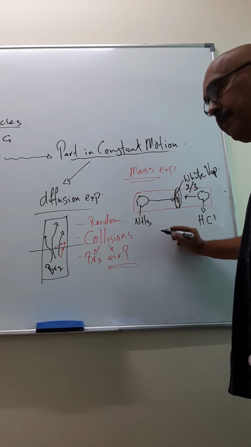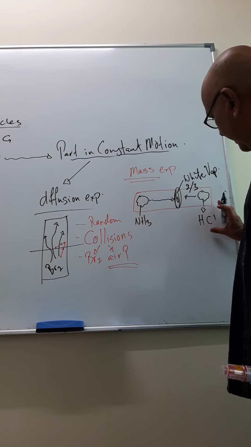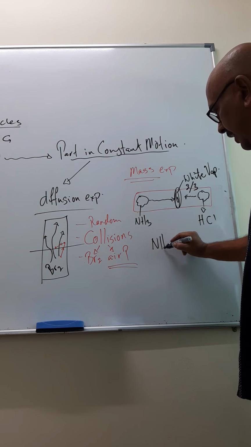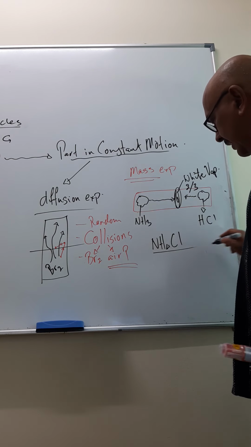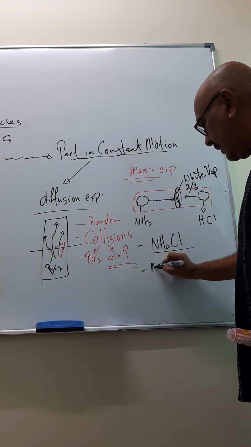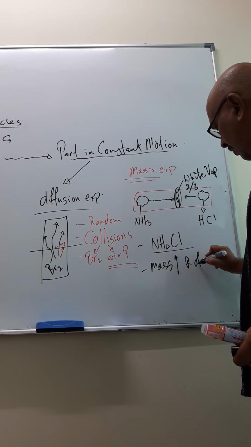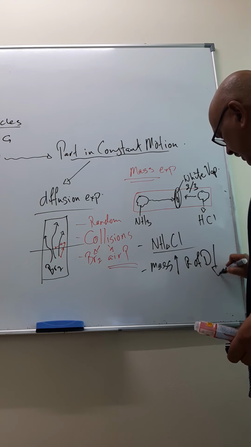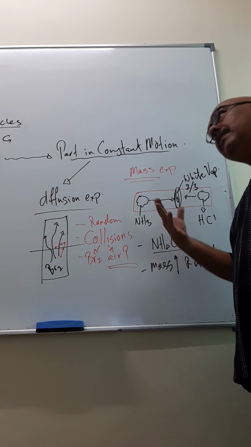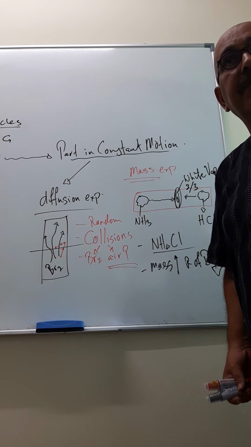And what is the white vapor? Ammonia plus this. What are you going to get? Ammonium chloride. You're getting ammonium chloride like that. That is the white vapor. And what do you realize? That when the mass increases, rate of diffusion decreases. Or the opposite, the lesser the mass of the molecule, the faster its rate of diffusion.